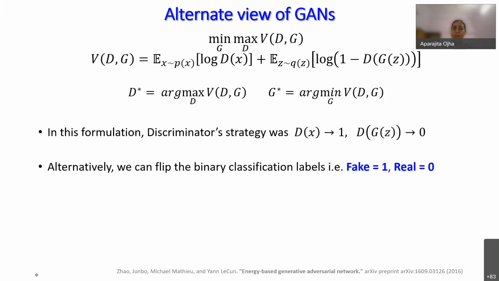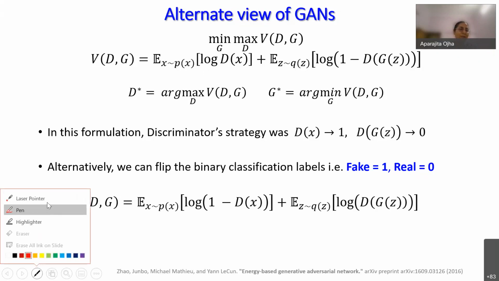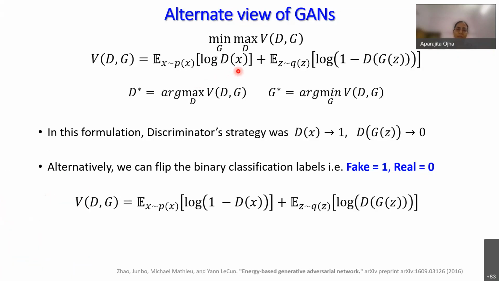Alternatively, what we can do is flip the binary classification labels. That is, fake is equal to 1 and real is equal to 0. In that case, instead of log D(x), I will take log(1 minus D(x)). And in case of log(1 minus D(G(z))), I will take log D(G(z)), so that the labels are swapped. That's all. But you must be thinking, what's great about it?